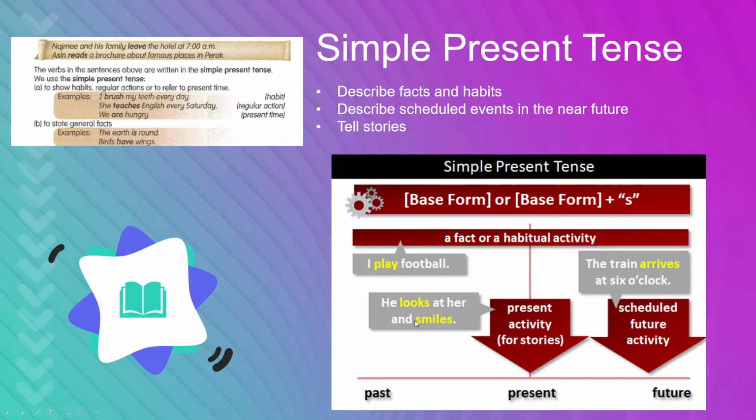He looks at her and smiles. I play football. Scheduled future activity. Almost going towards future, but you can still make the sentence in present tense. So the train arrives at 6 o'clock. Okay, so these are the examples.